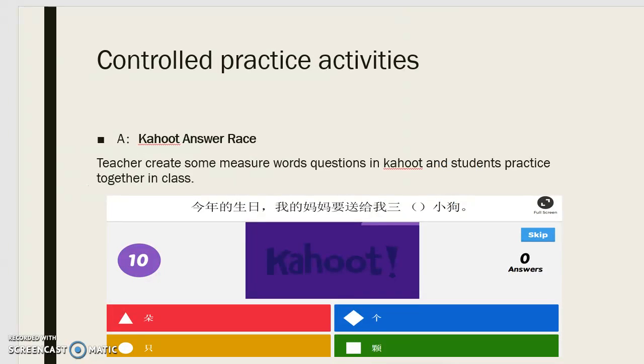For the controlled practice activity, first I will let students play a Kahoot answer race game together. Before the class, I will prepare some questions in Kahoot, where the student will fill in the blank. Like the question is: today is my birthday, so my mom will give me three what dog. So the space is the measure word for dog, because dog is an animal. So we use the measure word for animals, that is 只, so that's how they practice.